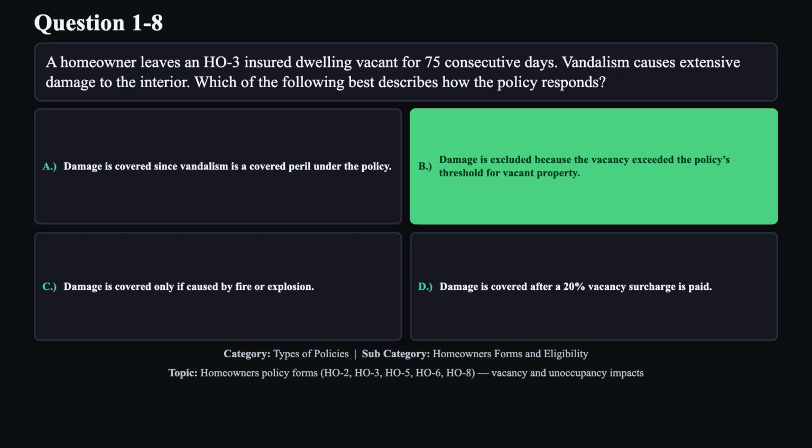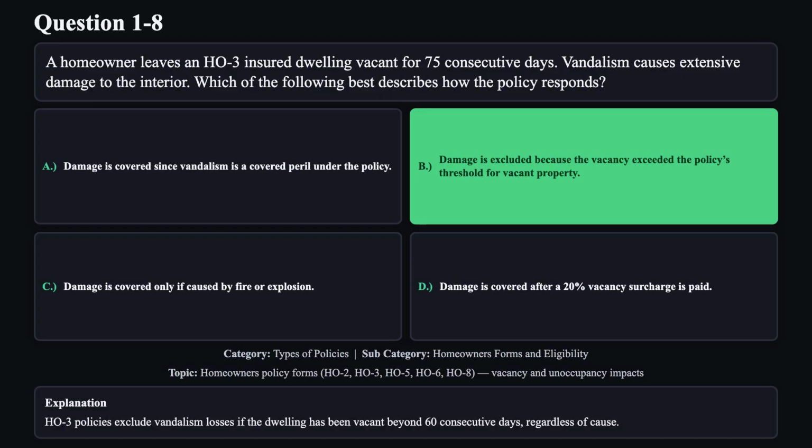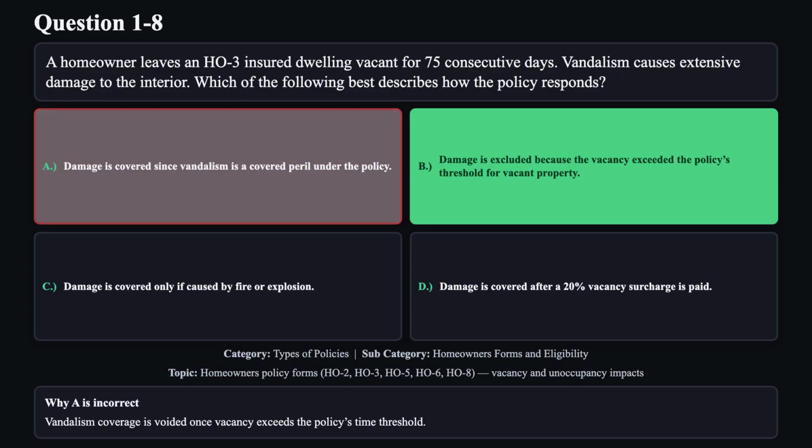The correct answer is B. HO3 policies exclude vandalism losses if the dwelling has been vacant beyond 60 consecutive days, regardless of cause. Reason A is not correct. Vandalism coverage is voided once vacancy exceeds the policy's time threshold.